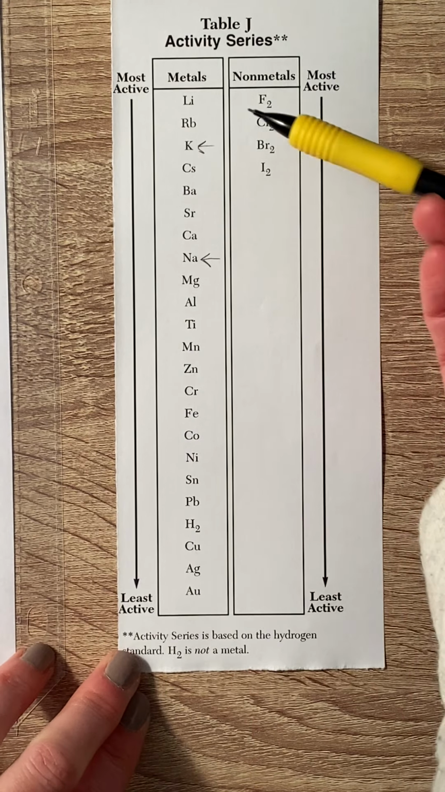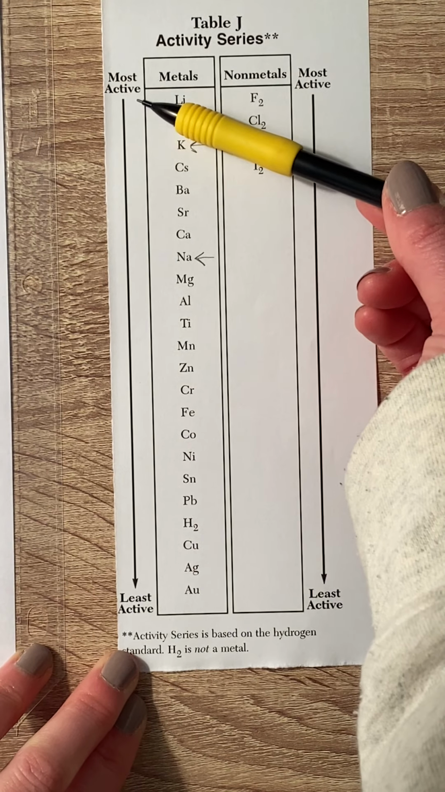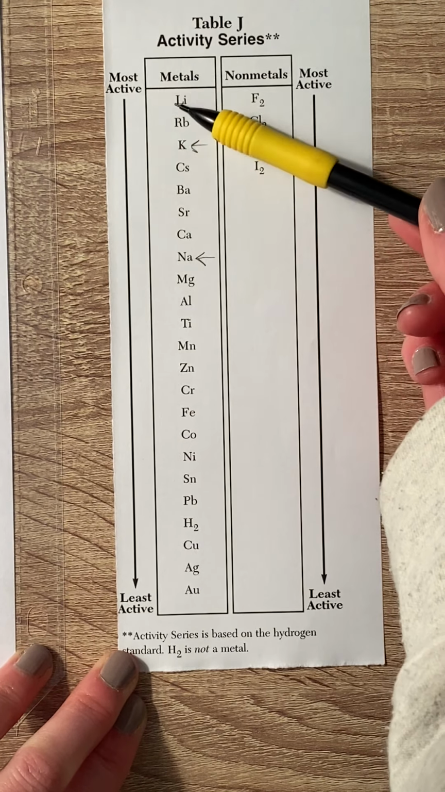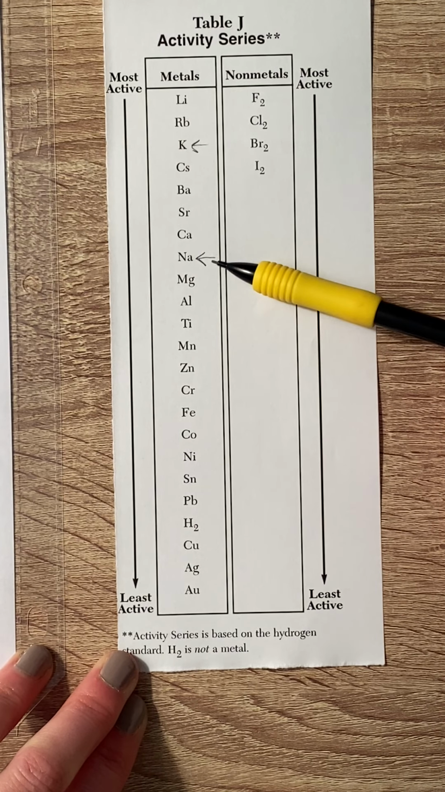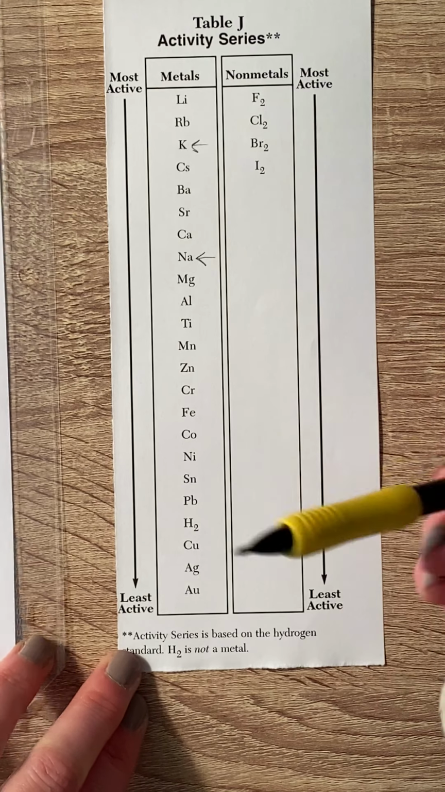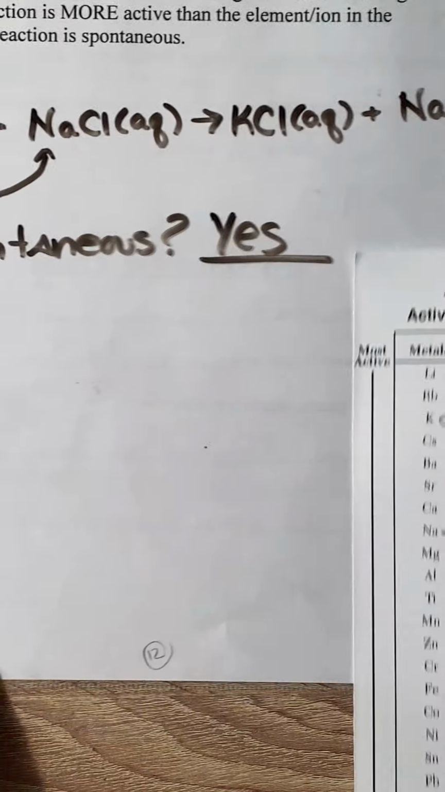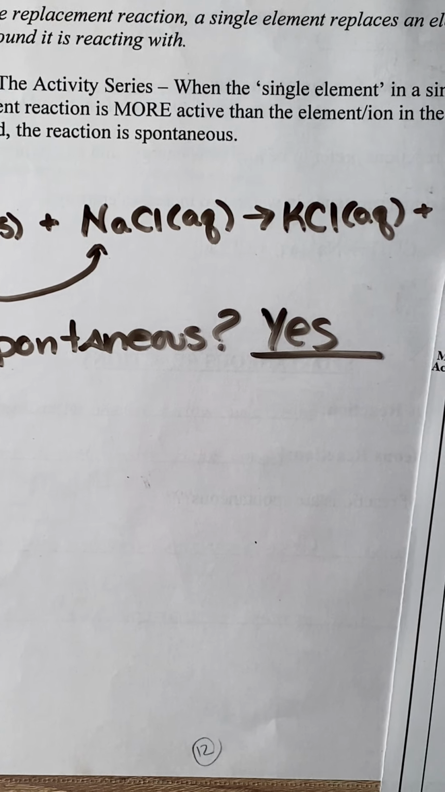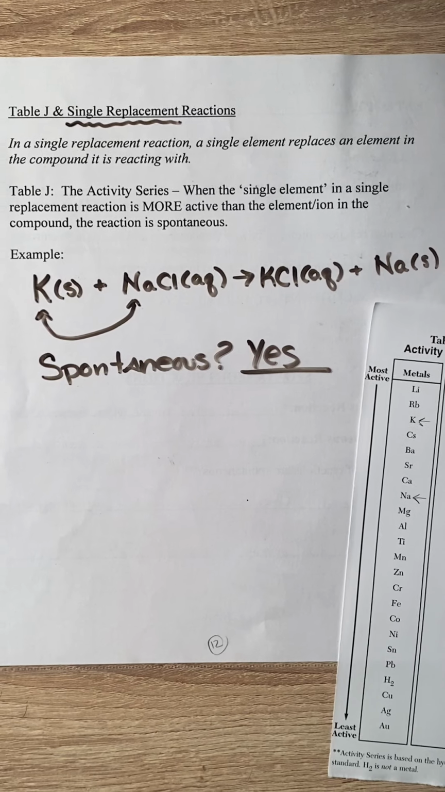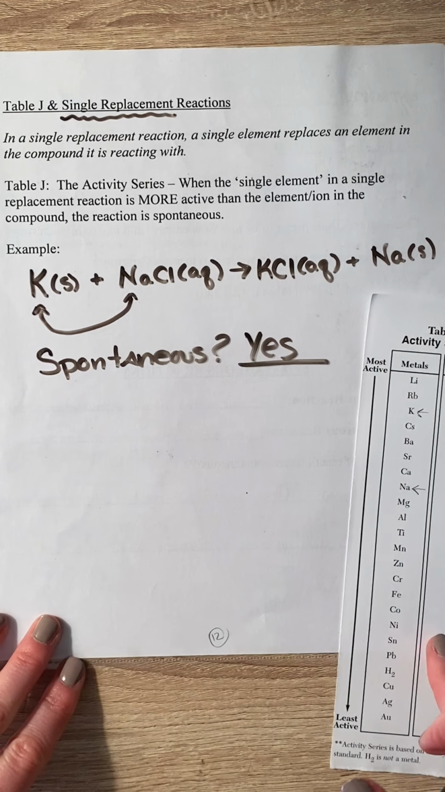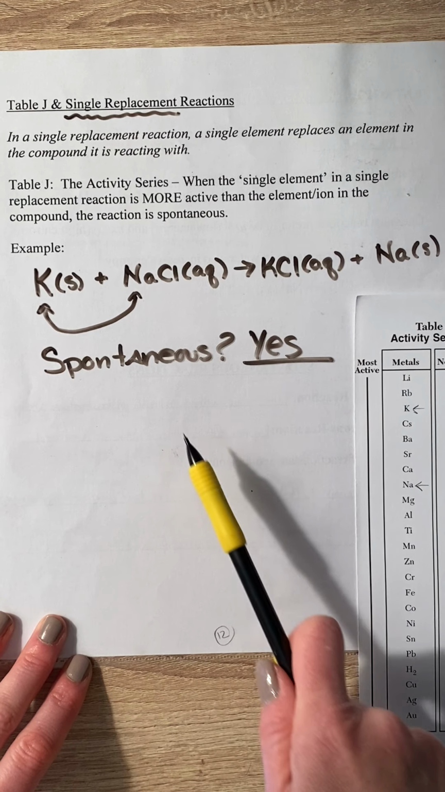So when I take a look and compare potassium to sodium, potassium is in fact more active. The more active metals are listed at the top. So since potassium is more active than sodium, potassium will kick out the sodium and replace it. That potassium will take the place of the sodium. That's why it is spontaneous.